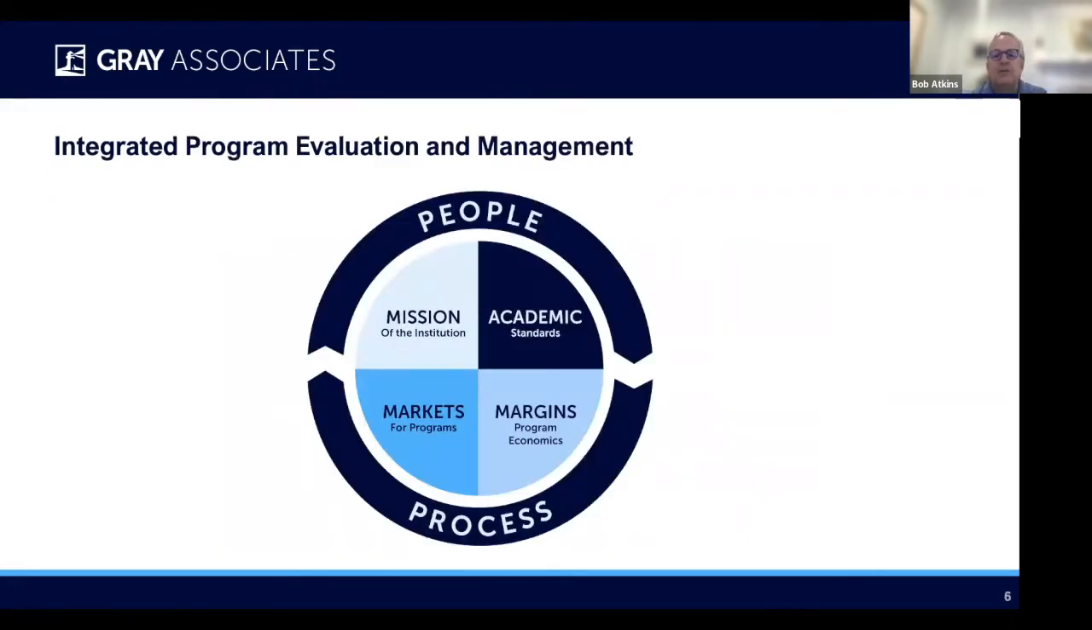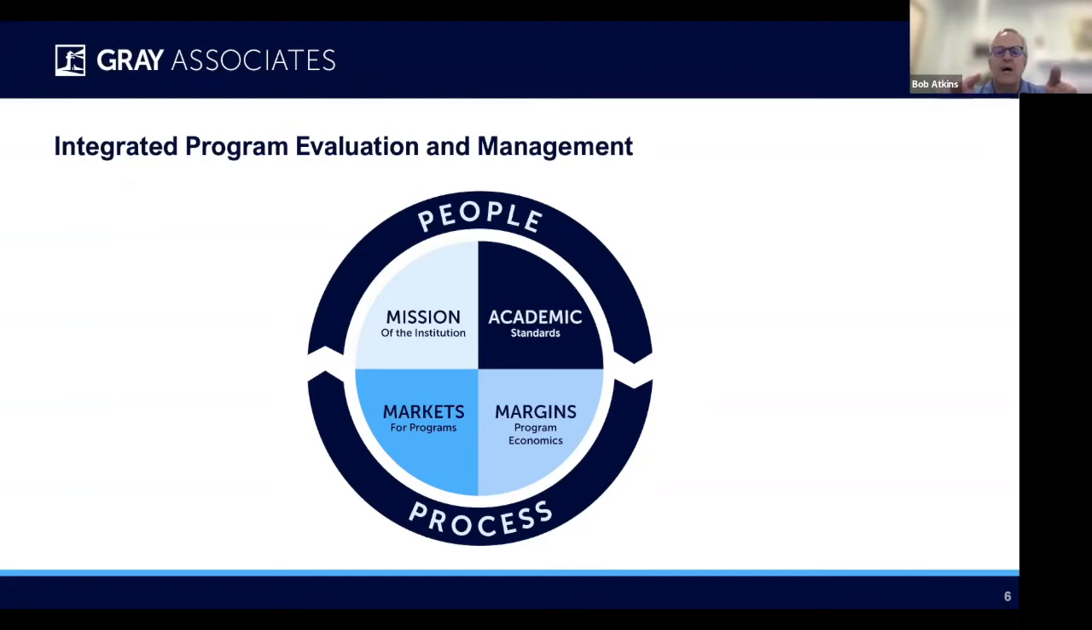Well, we would suggest you have to look at 4 variables: mission, academic standards, markets, and margins. And as I've mentioned, the process that you wrap around that is also very important. You've got to involve the right people. That includes the president of the university down through the deans of your academic programs. And from time to time, we have senior academics participate in this process as well, senior faculty, I should say. So you've got to also have a good process where they can participate and be heard and yet arrive at a conclusion in a timely way.